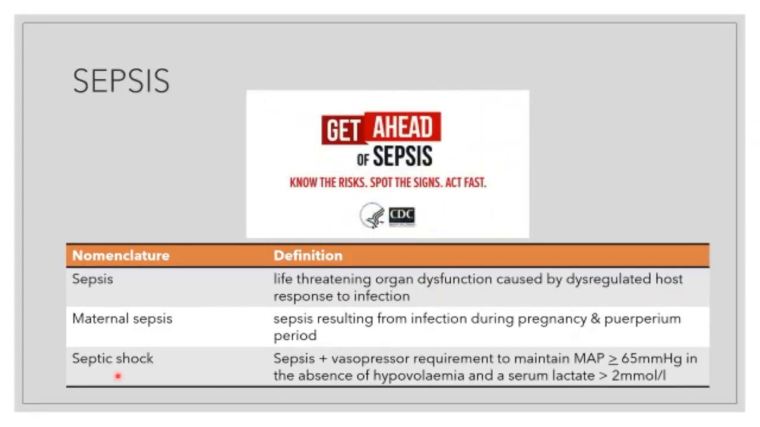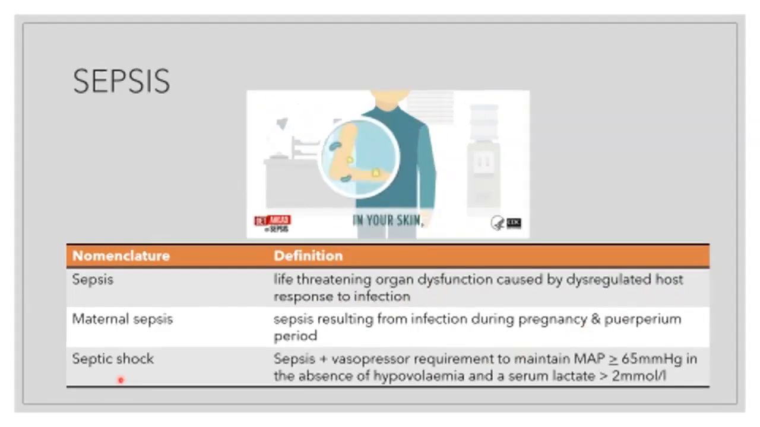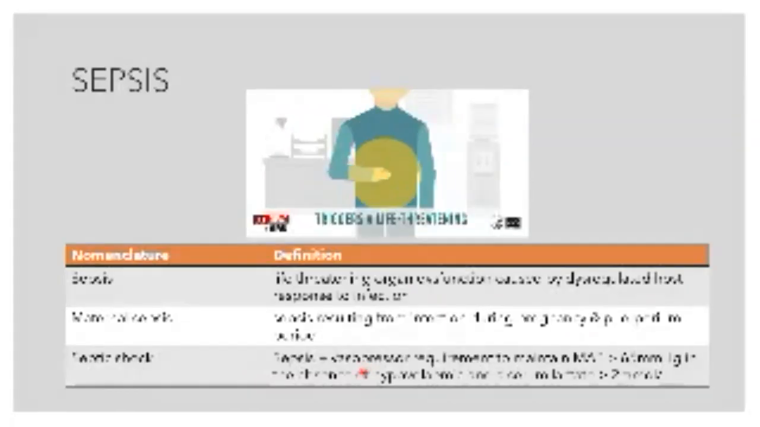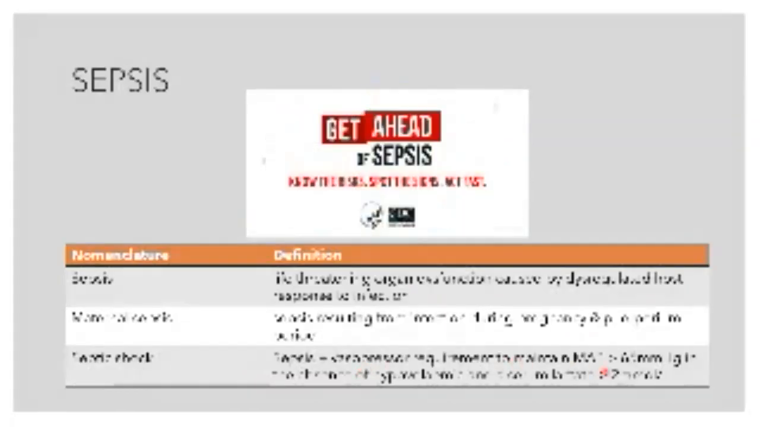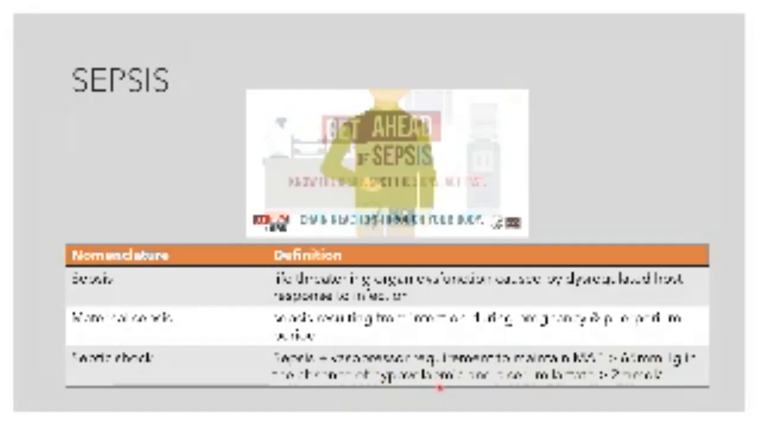And what is septic shock? Septic shock is when there is shock, meaning that the patient has hypotension. So when you have sepsis and you require vasopressor to maintain your MAP more or equals to 65 mmHg in the absence of hypovolemia and a serum lactate of more than 2 millimole per liter.